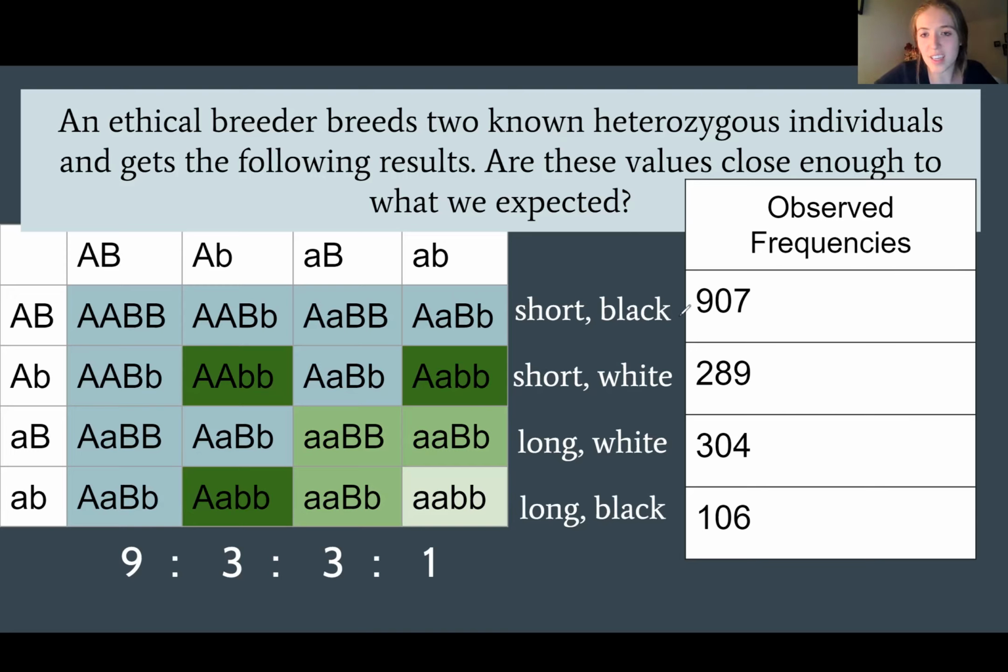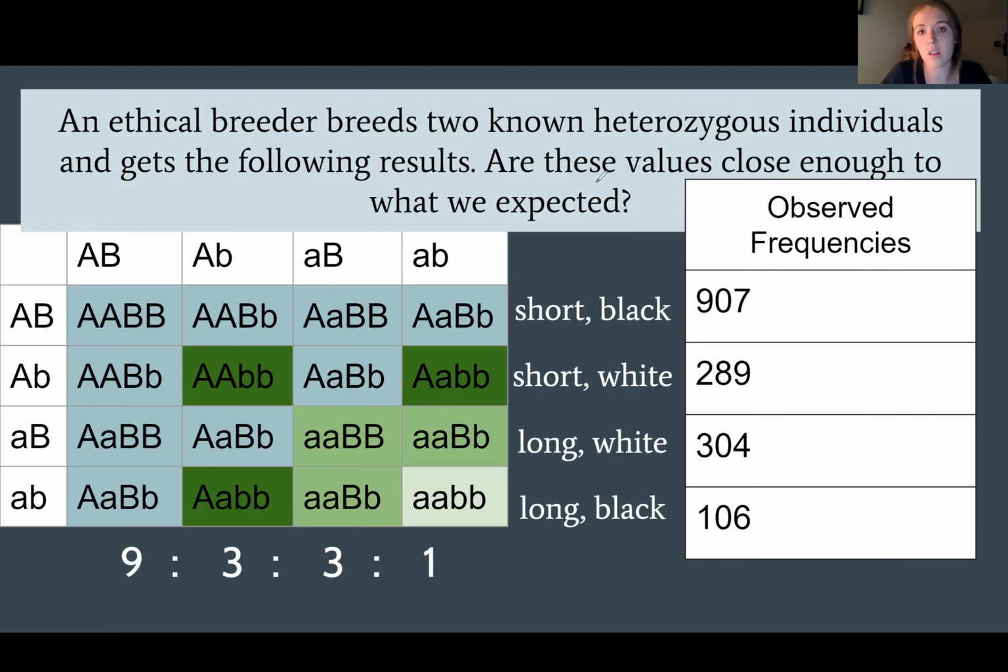Now, what we want to know is, are these values close enough to our expected values? Because remember, we calculated that our expected values are going to be 900, 300, 300, and 100. So what we want to know is, are the observed frequencies that we see of these phenotypes equivalent to what we would expect to see? And if they aren't, is there some sort of non-Mendelian genetics contributing to the inheritance of these genes? Because if there is, it's going to be a lot more difficult to breed these rabbits.